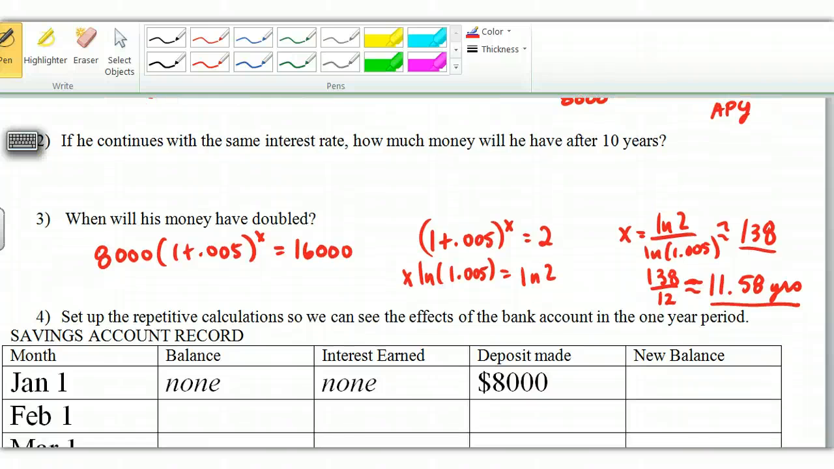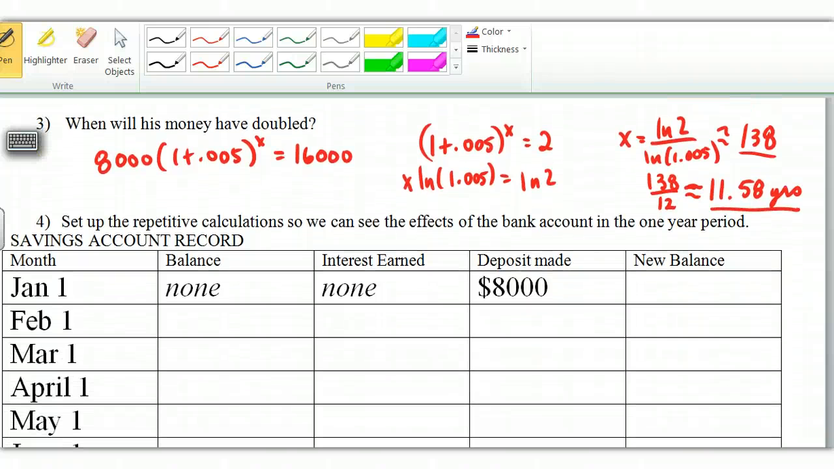Now what we want to do is eventually write a spreadsheet for this same information, and set up repetitive calculations that exhibit our exponential functions. So if I take $8,000 and I put it in, I'm going to have $8,000. Now with this balance, after 1 month, I still have that $8,000, but the bank is going to say, hey, thanks for having your money with us. We want to pay you some interest on this money.